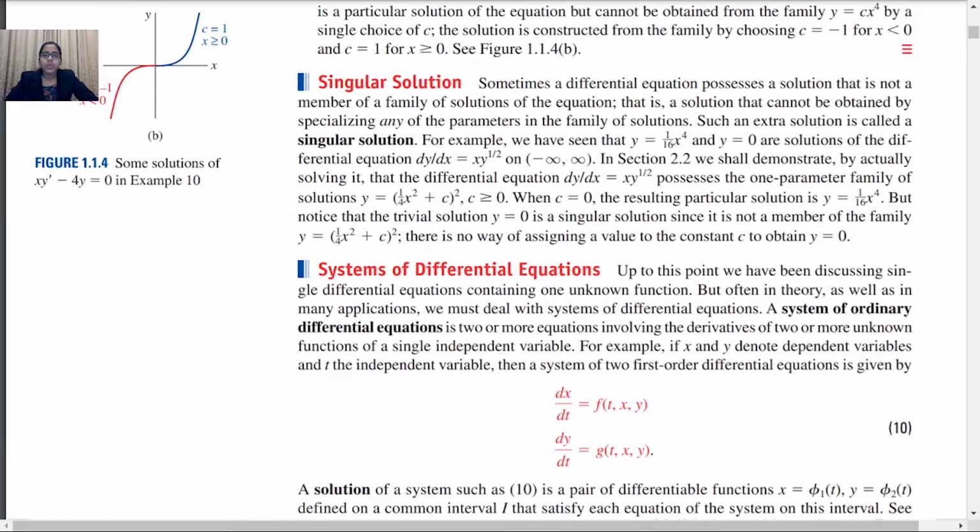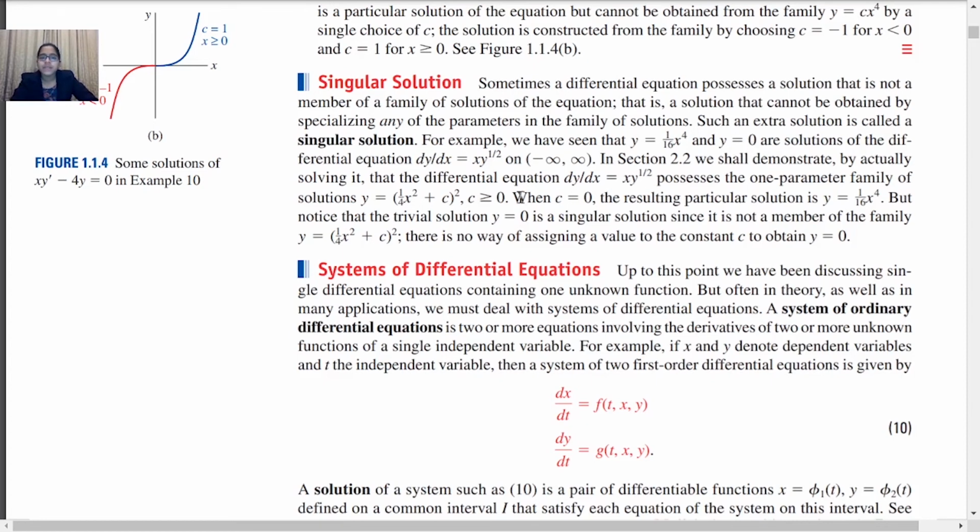So what do we have? We are given the differential equation. Consider the differential equation dy by dx equal to x into y raised to 1 by 2. Then y is equal to 1 by 16 x raised to 4 is a solution. We have seen that. Also y is equal to 0 is also a solution, right?